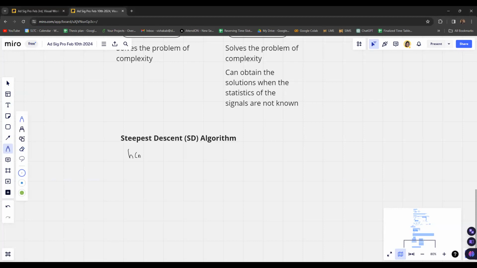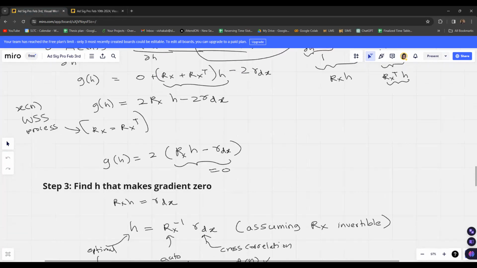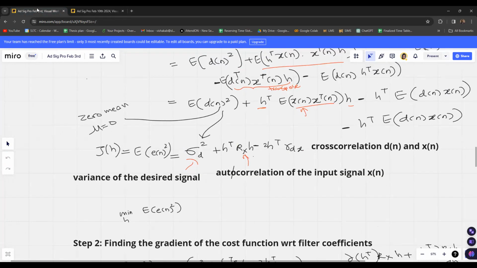The filter coefficients must be updated using this equation, where h(n+1) is equal to h(n) minus mu over 2 times the gradient of this error function that we found earlier, which is g of omega(n). This is the gradient of the error function that we derived earlier.